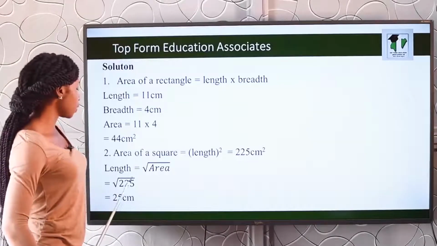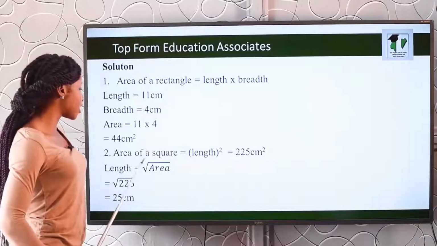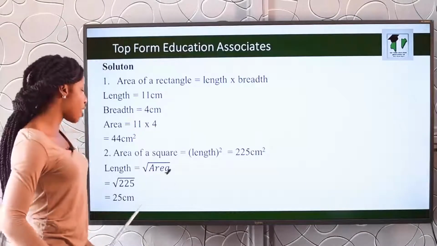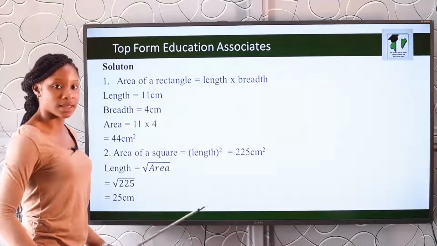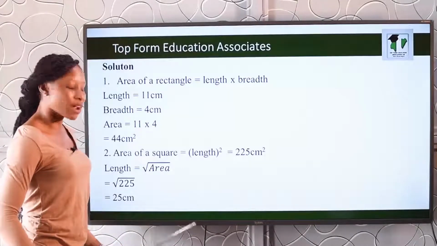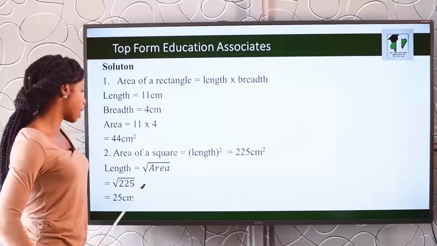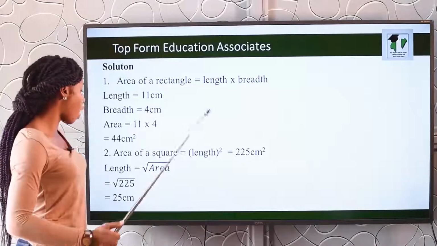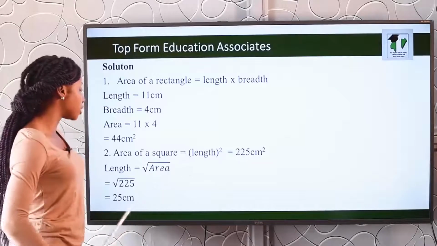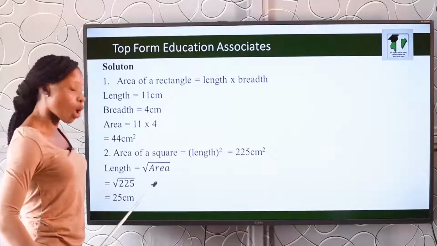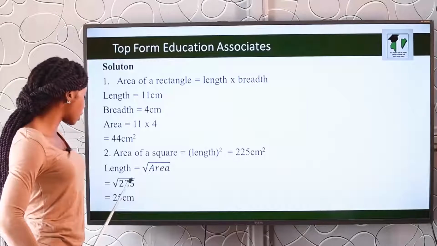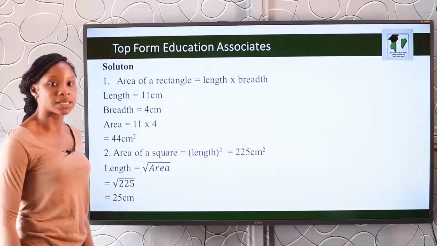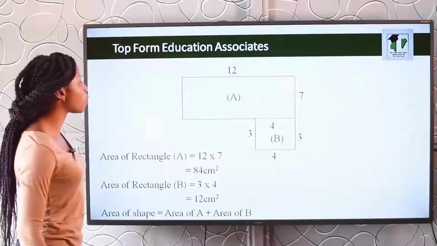Number 2, we're asked to look for the length of a square given the area. Remember, we said that area is the square of the length. And when we are looking for the length, we take the square root of the area. Now, we've been given the area, let's look for the length. So our formula for looking for the length is the square root of the area, and when we take the square root of 225, we have 15 centimeters as our answer. I hope you are following.